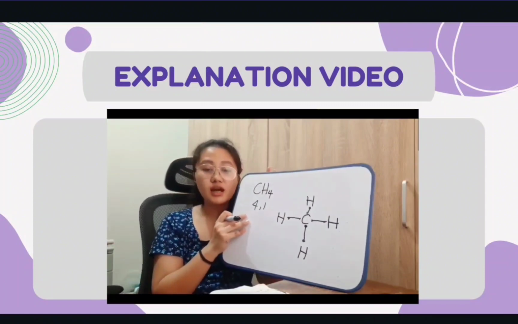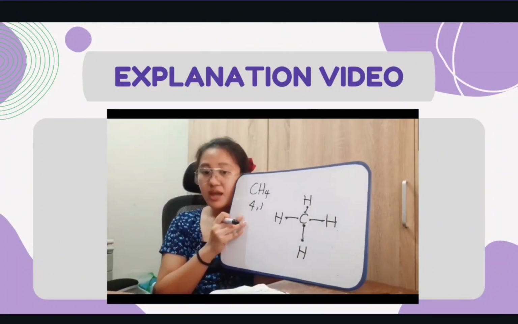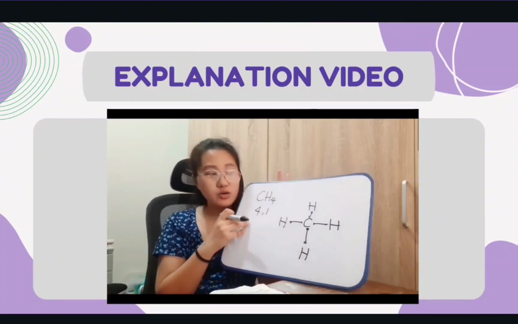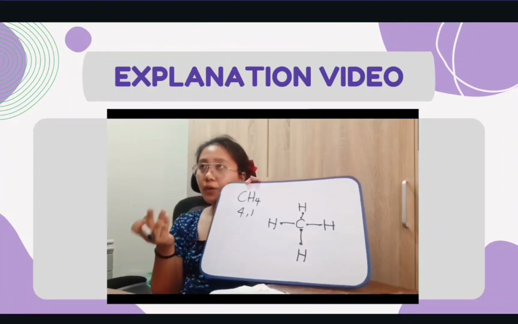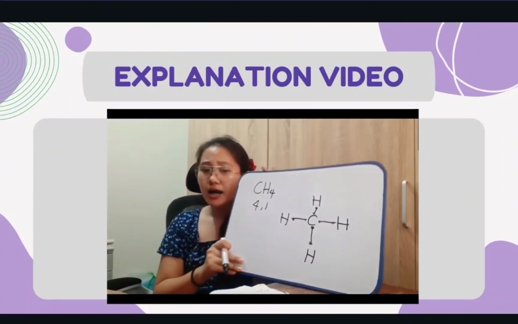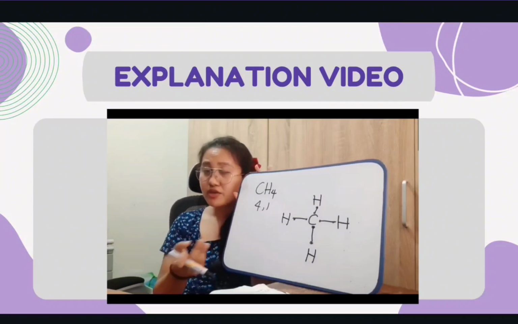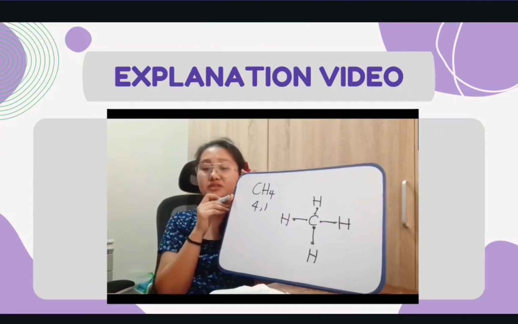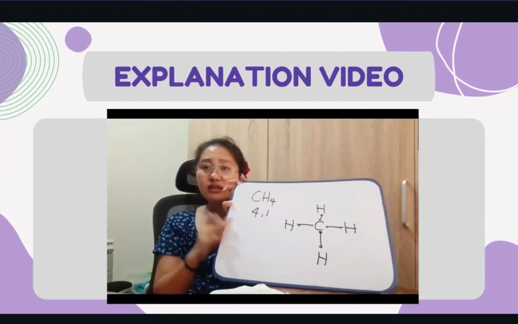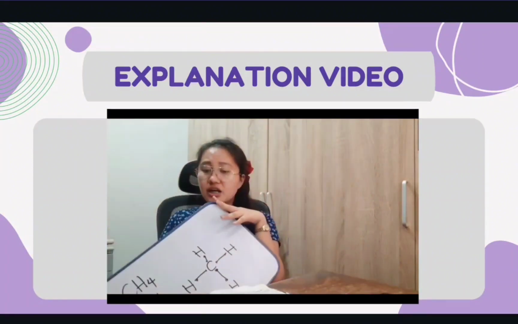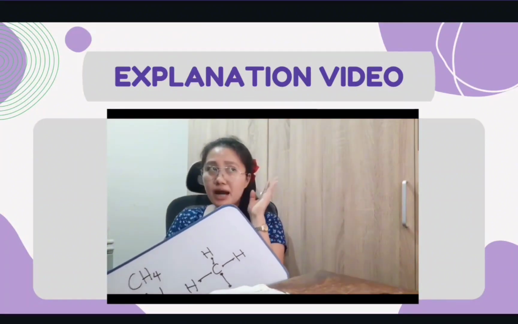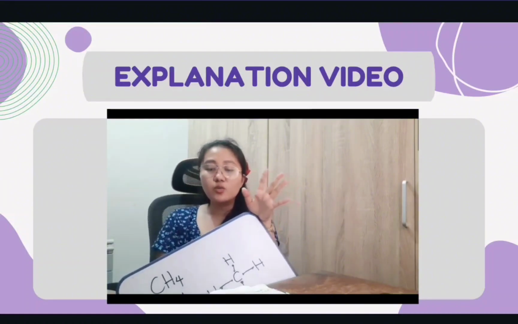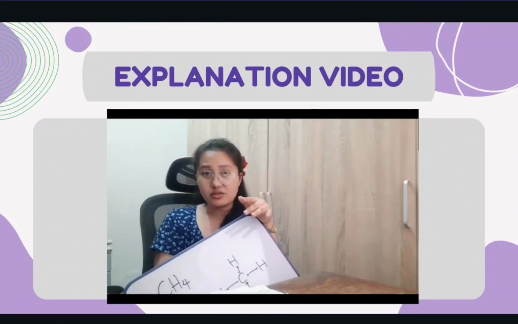Pag sinabi natin symmetrical, the molecular shape has equal angle. So, ito yung tinatawag natin na polar covalent bond may become non-polar covalent bond if the bonds are equivalent or symmetrically oriented. And then, lagi ninyong tatandaan na many covalent bonds are gases. Sila ay mababa ang density and they are weakly attracted to one another.